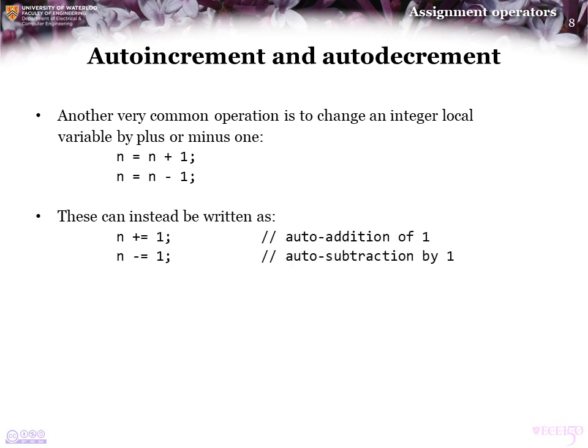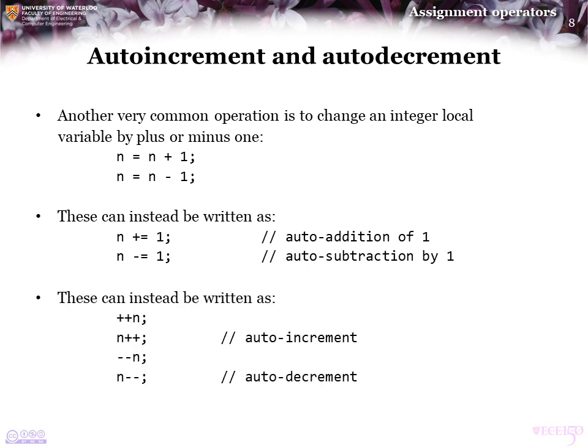With the previous operators, we could write both of these as n += 1 or n -= 1, and this would be an automatic addition of 1 or an automatic subtraction by 1. However, C++ has an even shorter notation for these two very specific operations. We can use ++n or n++ as an individual statement to add 1 to the value of n, and this is called auto-increment.